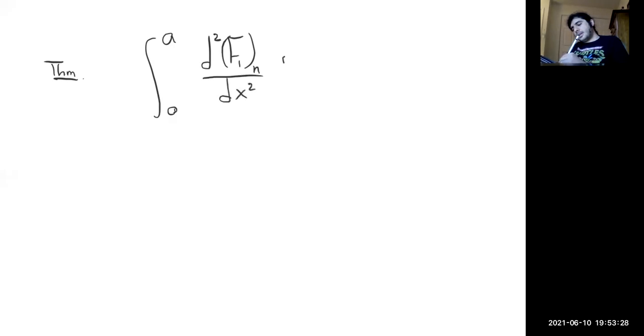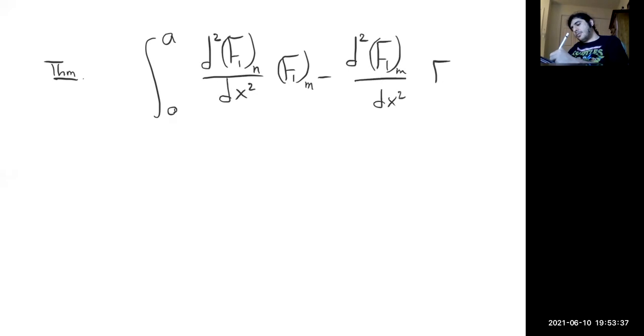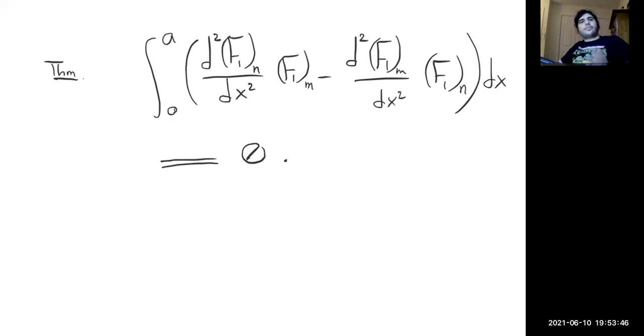Let's write that down. So the theorem we have: the integral from 0 to a of the second derivative of f1n with respect to x squared times f1m minus the second derivative of f1m with respect to x squared times f1n, dx, is equal to 0. Now, we can also think about this integral in a slightly different way. Let's forget for a second that this integral is equal to 0. Let's look at this integral again and try to compute it. How? Let's try to do integration by parts. So let's apply integration by parts.